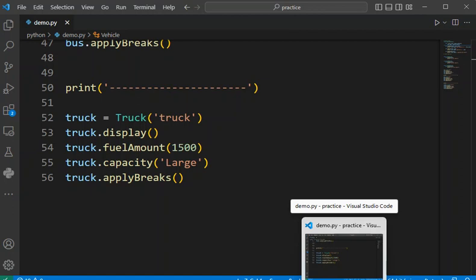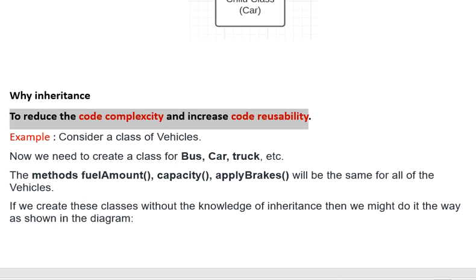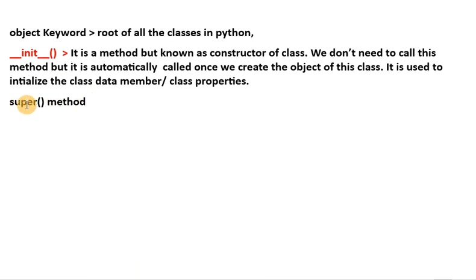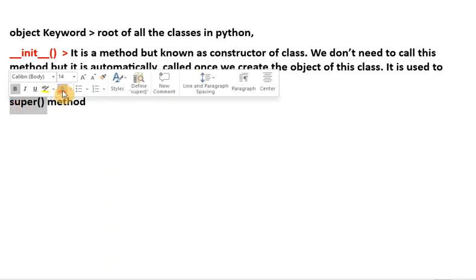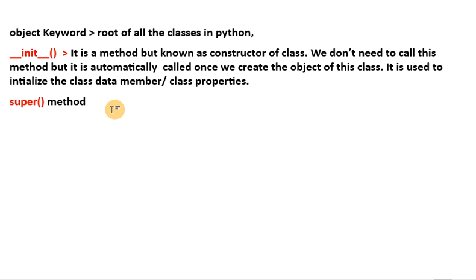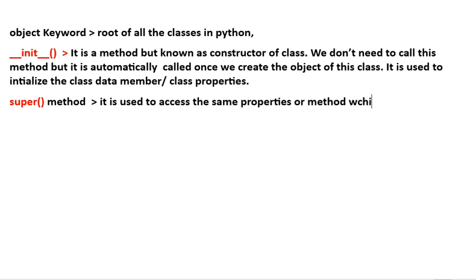We have already discussed its types, and there is one more concept we have to understand, that is the super method. You can see, super method, not superclass. The super method is used to access the same data, same properties or methods which are available in both places. When I say both places, I mean in the parent and in the child class.